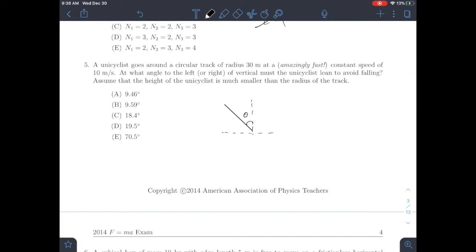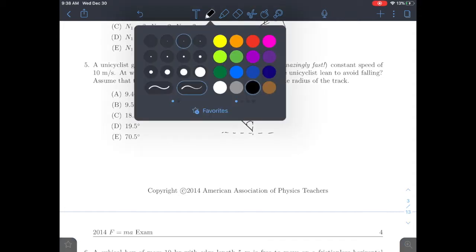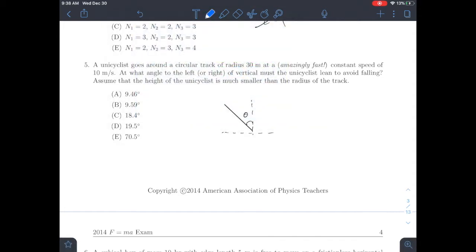Now let's do some force analysis. We know there are two different forces acting on this unicyclist. One is the normal force, which points directly upwards from the point of contact. Another one is the friction force, which is equal to the centripetal force. Then, using some trigonometry, we know that the tangent of theta is equal to Ff over N, the friction force over the normal force.